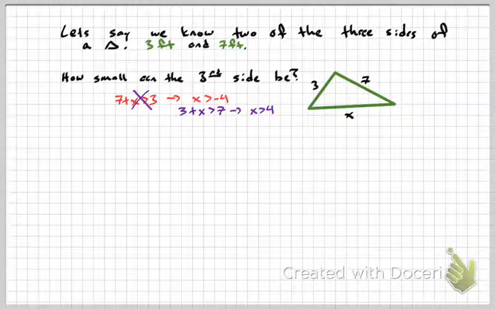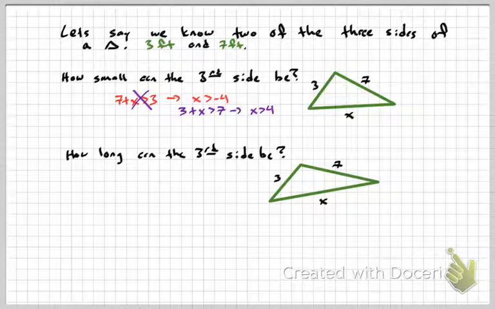Because if we were to test our equation, 4 plus 3 is greater than 7, that's actually false, right? Because 7 is not greater than 7, it's equal to 7. But if I did 4.1 plus 3 is greater than 7, that would be 7.1 is greater than 7. That is a true statement, okay? So the smallest it can be is anything greater than 4.